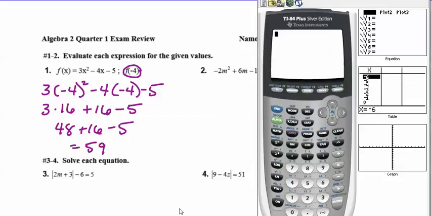If you want to do that on the calculator, you can type it as well. So you would have 3 parentheses negative 4, and then press this button here for squared, minus 4 parentheses negative 4, close parentheses, minus 5. And you also get 59.